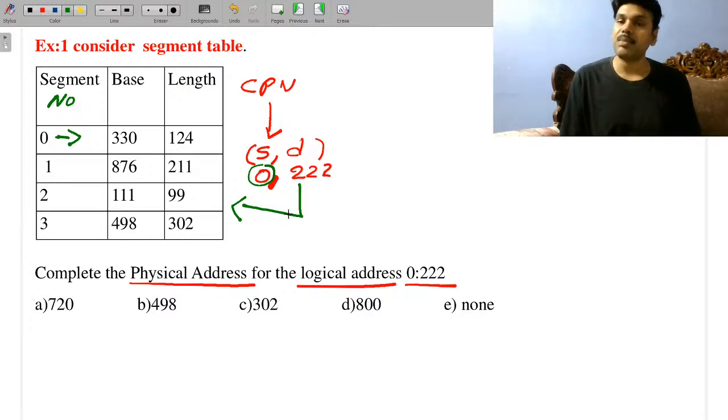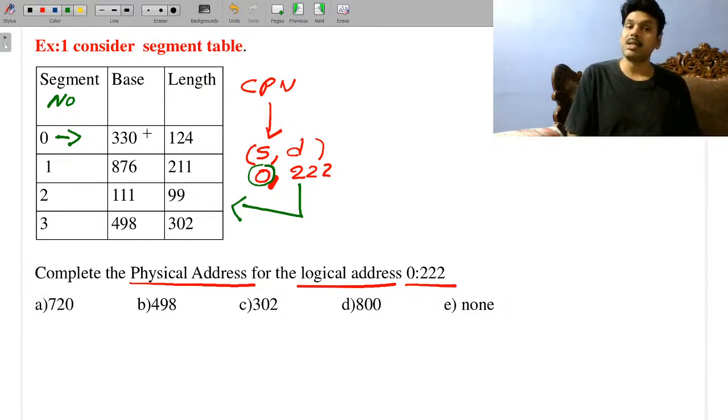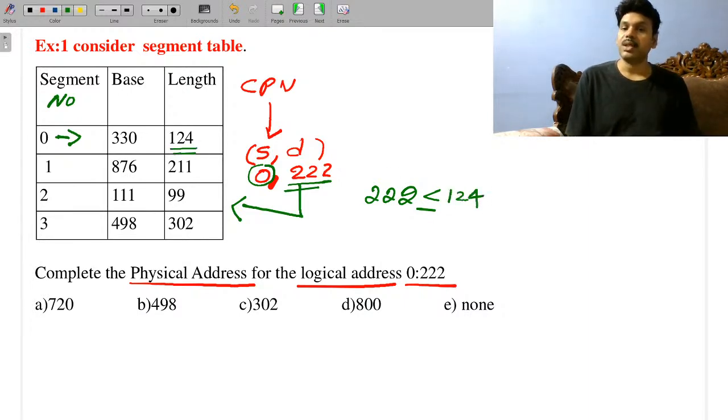If it is not available, immediately it throws an error. So the 0th segment is available. It takes that base address and a limit address also. Limit is nothing but the length. I am requesting how much? 222. I will cross check whether your 222 is less than or equal to your length. How much is it, friend? Your length is 124. Therefore, your request is not less than the length of the 0th segment. Hence, it cannot give you any kind of mapping.